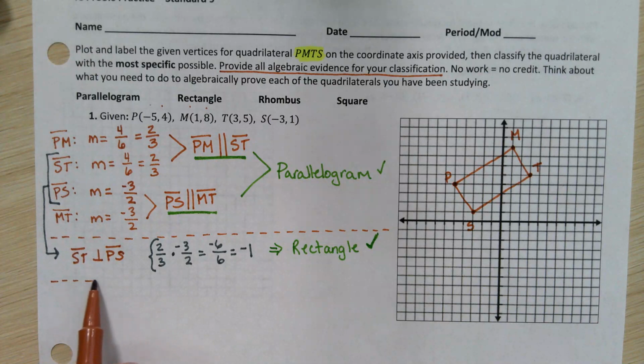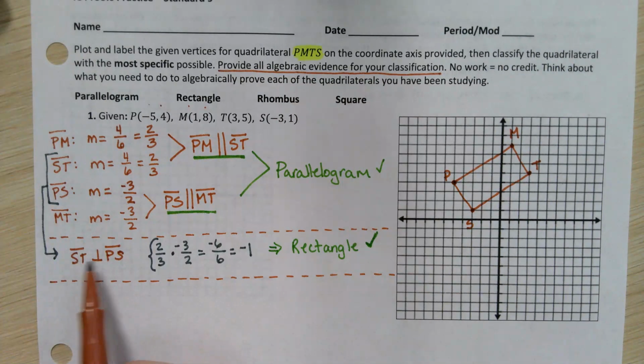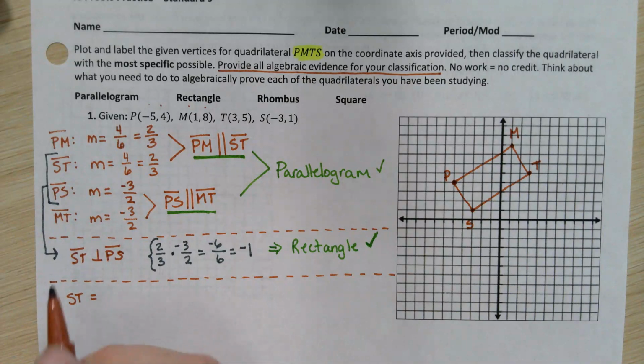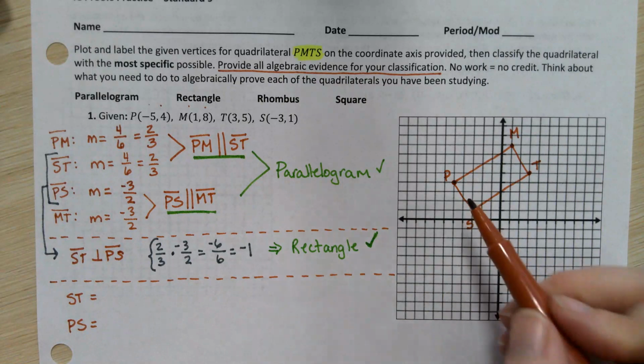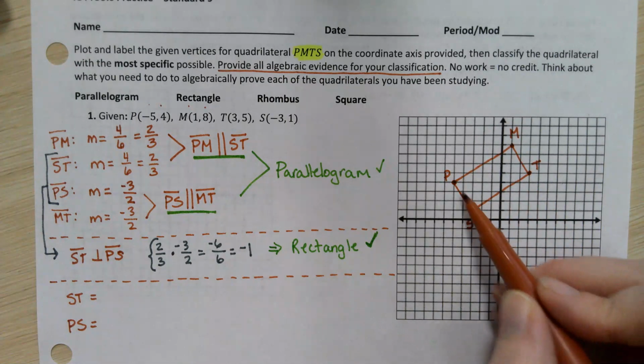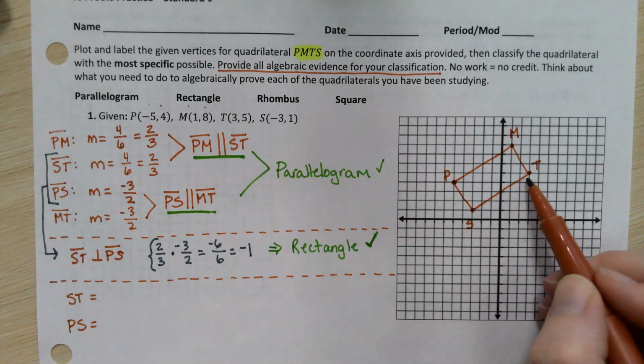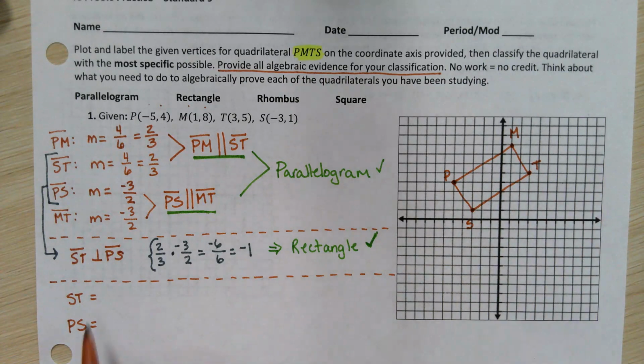Our next stage is to figure out if we're also dealing with a rhombus. So for a rhombus, I'm going to focus on those same two sides. However, I'm not interested in their slopes anymore. In order for a parallelogram to be a rhombus, we need to show that those two sides are congruent. They have the same distance. Now, it's pretty obvious from this graph that they are not the same distance, but I need the algebraic evidence. So I need to find the distances in order to show that they are not equal.